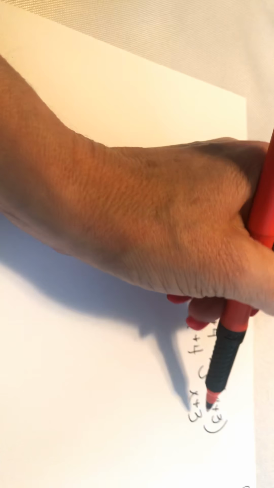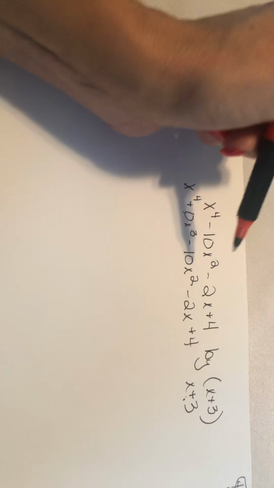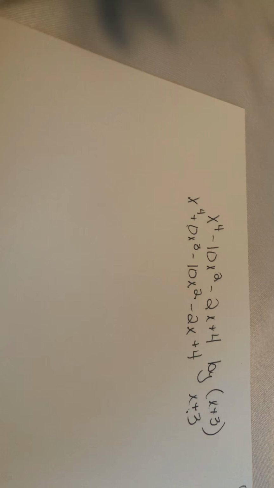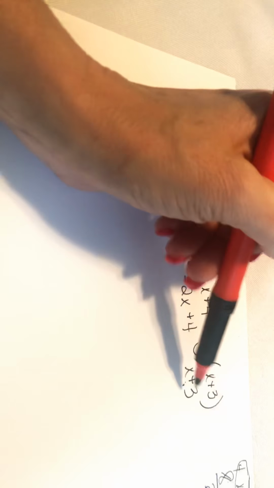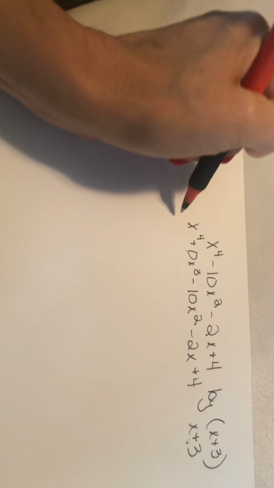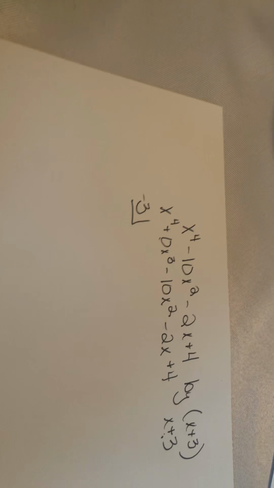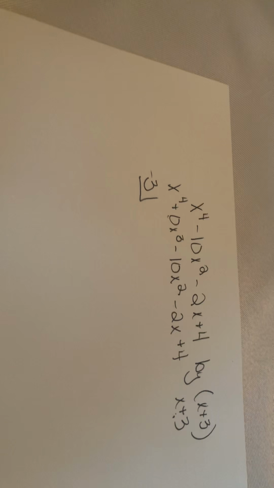Now, when using synthetic division, the first thing you're going to do is take this x plus 3. This right here is your dividend, and this is your divisor. The divisor is the value that is being divided into something. And we're going to take that positive 3, change the sign and make it a negative 3. Just put it in a little box off to itself.